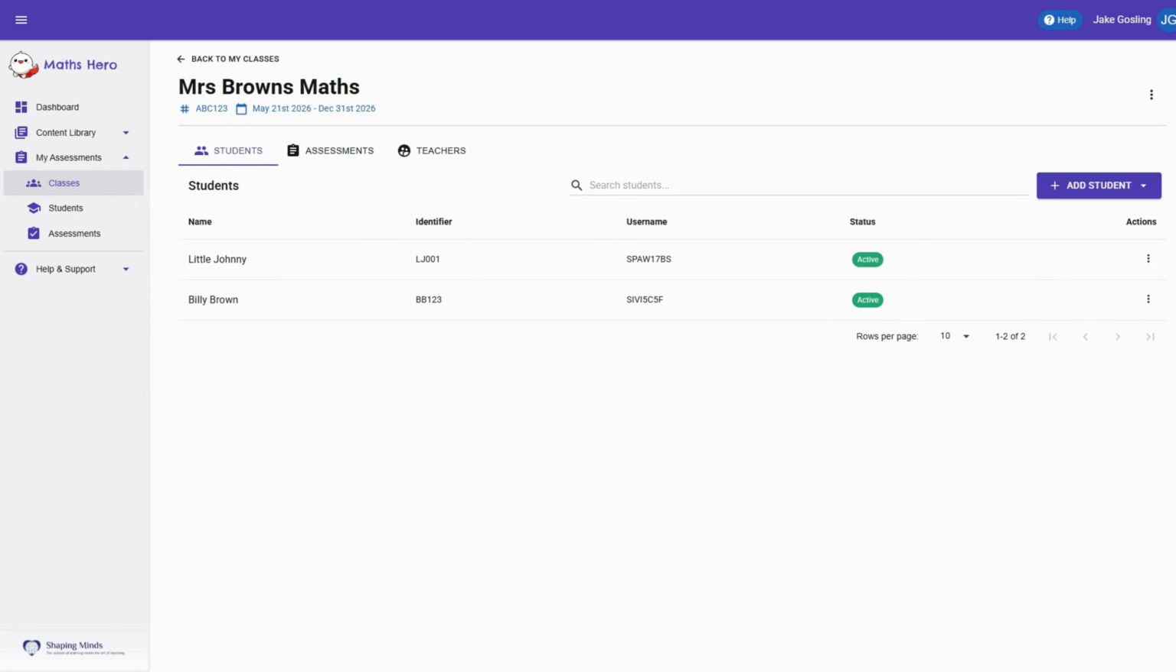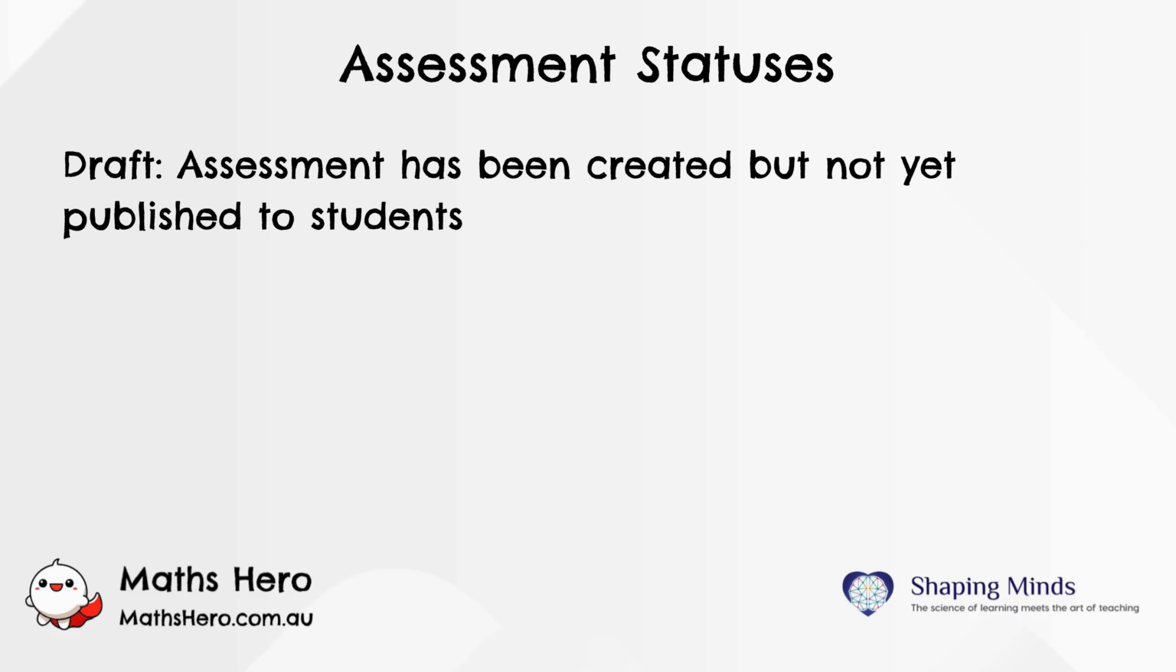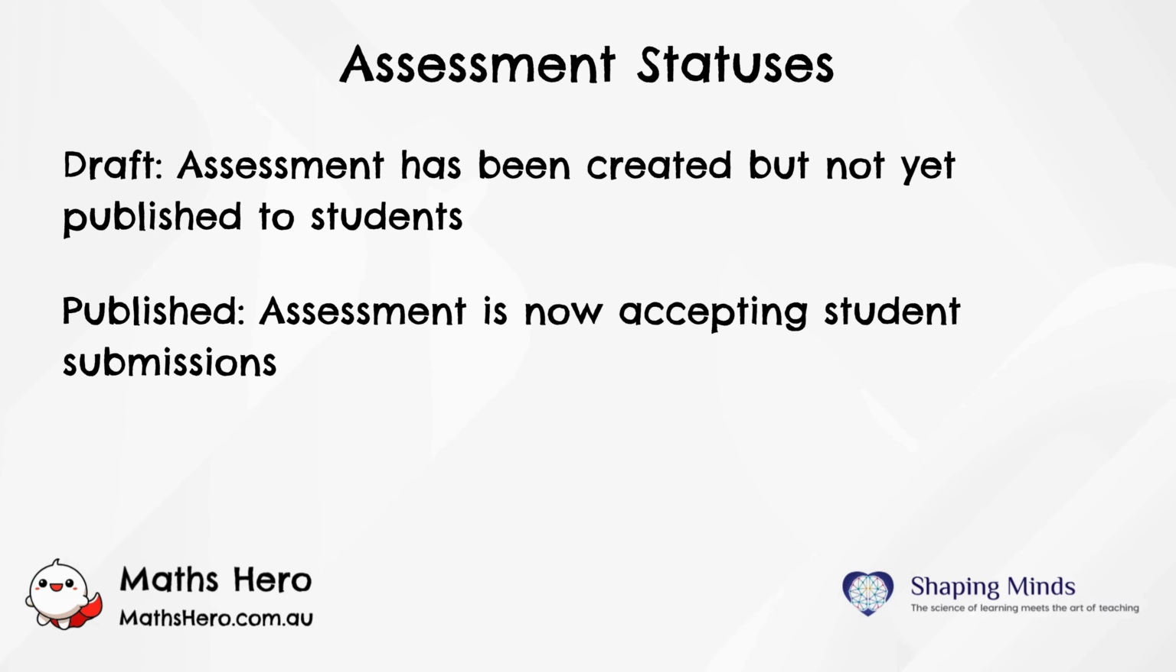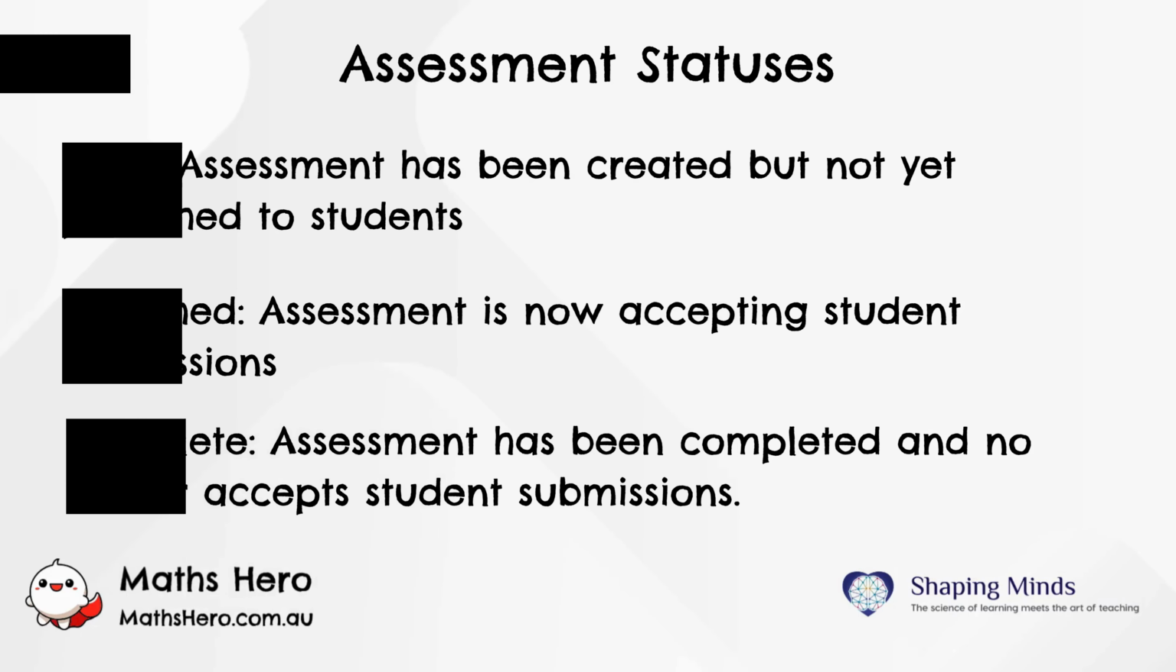Regardless of how an assessment is added to a class, it can be managed in the same way. To view the available assessments for a class, select the Assessments tab. On this screen, you can see the status of each assessment. The available statuses are Draft, indicating the assessment has been created but is not yet available for students; Published, indicating the assessment is live and available for students to complete; and Complete, indicating the assessment has been finalised and is no longer available to students.